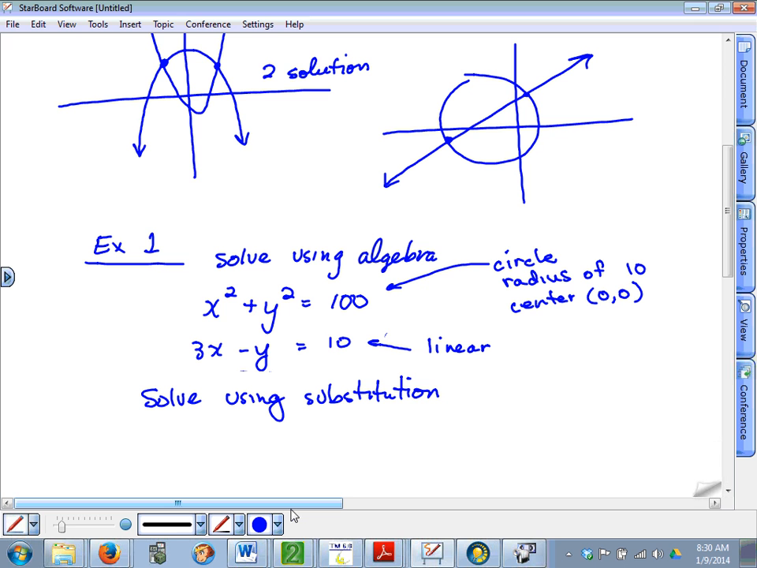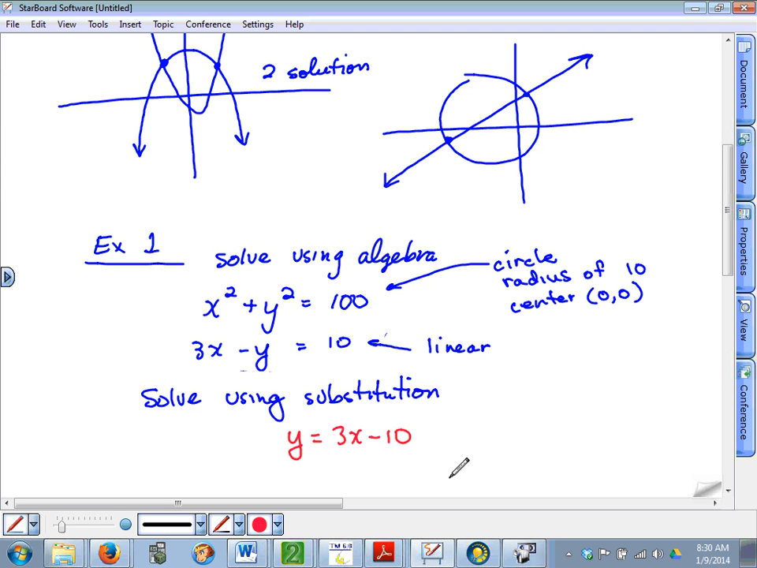Solve it for y in terms of x. So that's going to be y equals, come on, don't leave me hanging. 3x, what was it, 3x? Minus 10, there you go. This is y equals 3x minus 10.